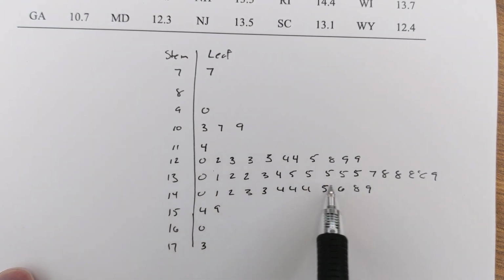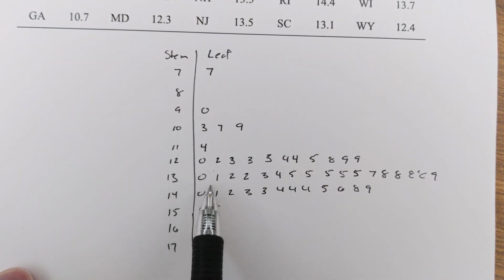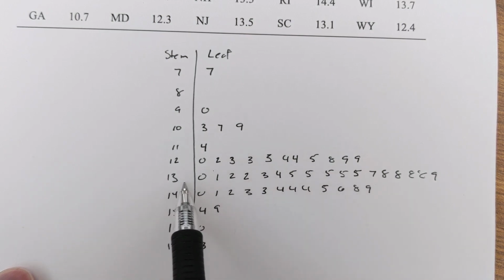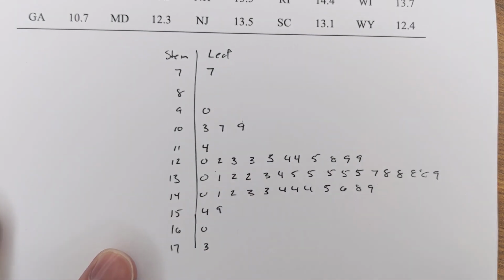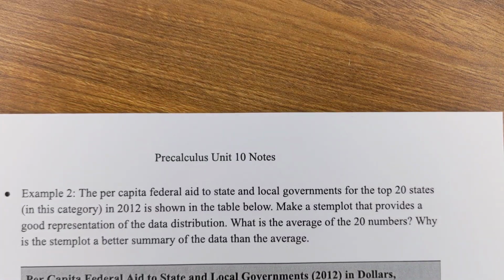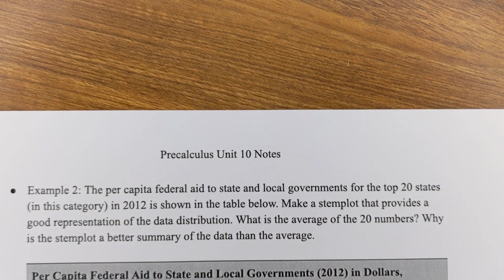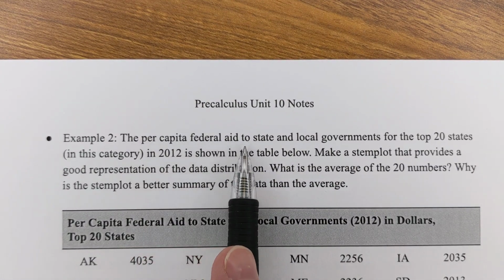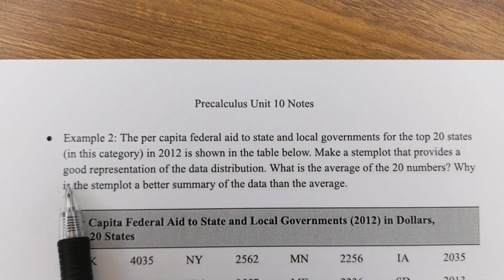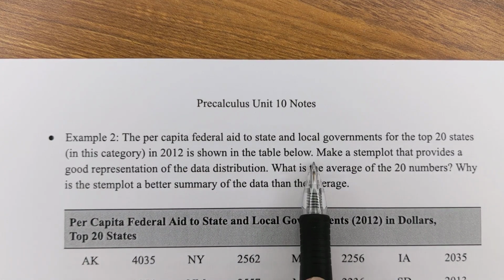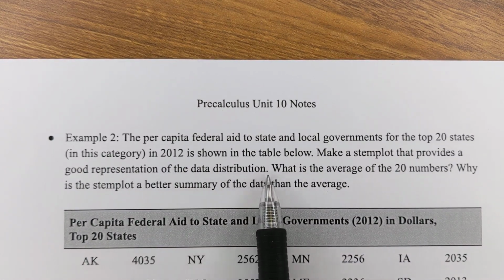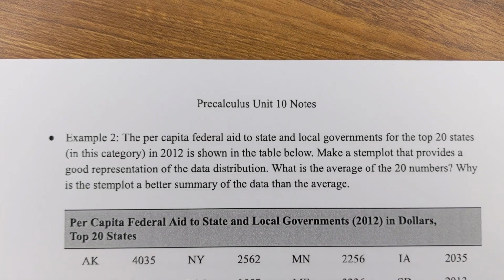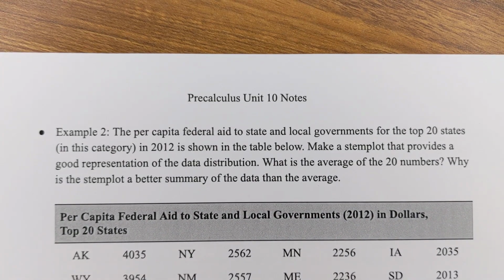So you can tell most of the states here fall at 13 point some odd percent. And as you move away from 13, you get fewer and fewer. So that's a stem plot. Now, what you decide to make your stem can be different. So example 2, the per capita federal aid to state and local governments in the top 20 states is shown in the table below. Make a stem plot that provides a greater representation. What is the average of the 20 numbers? Why is the stem plot a better summary than the average?